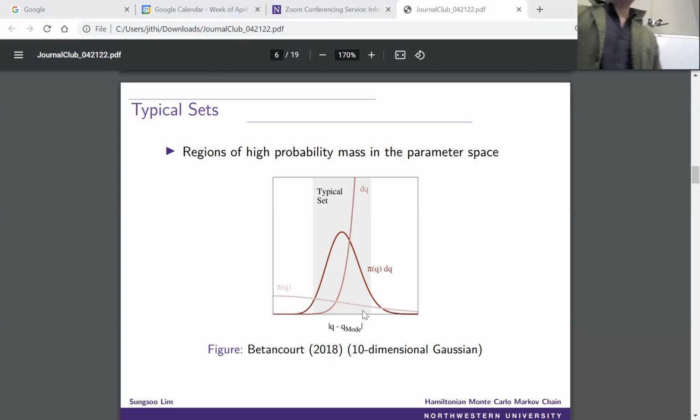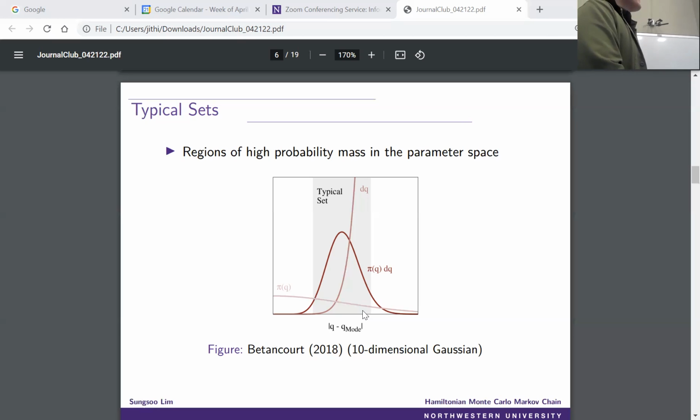So DQ is the spacing between parameters to integrate them? Yeah. And just to be clear, the pi of Q is the one you want to estimate? Yeah, that's the one that we want to sample from, the target distribution. Why is the DQ plot going to infinity?